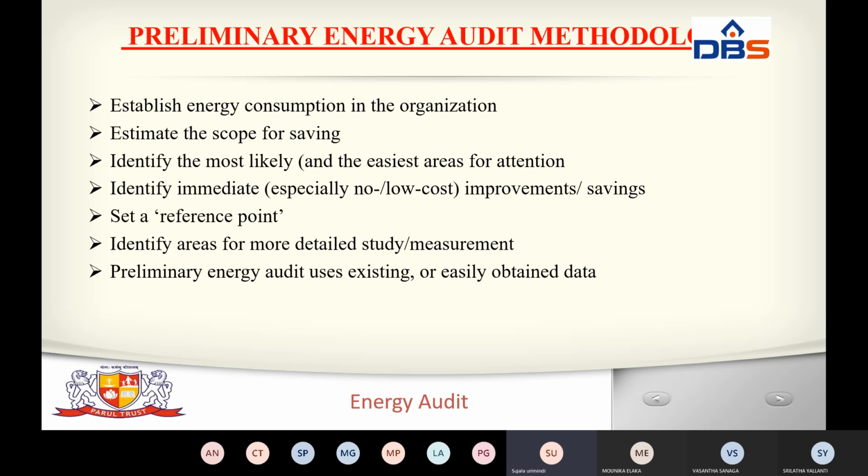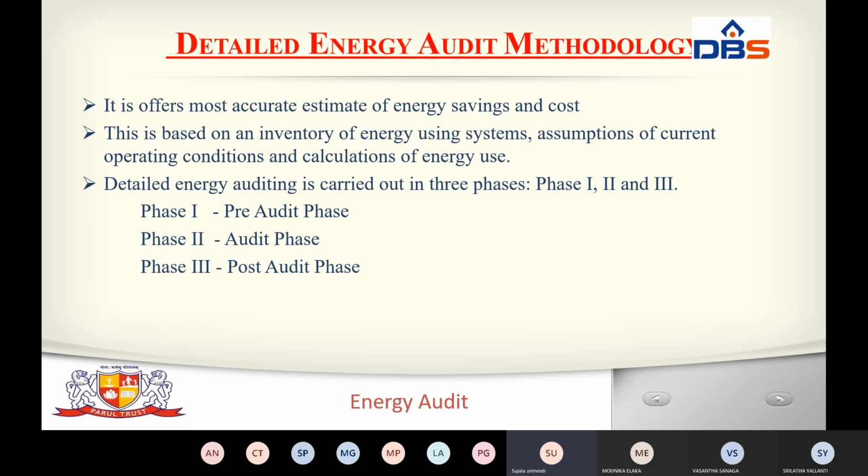That means establishing energy consumption, estimating the scope of savings, identifying the most likely immediate improvements, setting reference points, and identifying areas for more detailed study and measurement. A preliminary energy audit uses existing or easily obtained data.